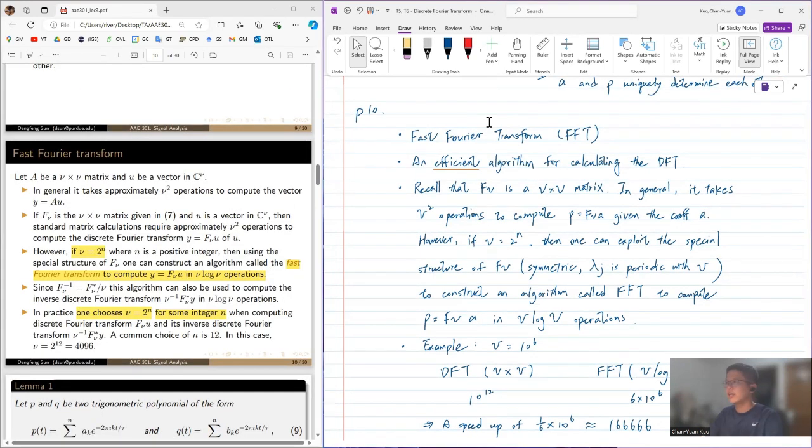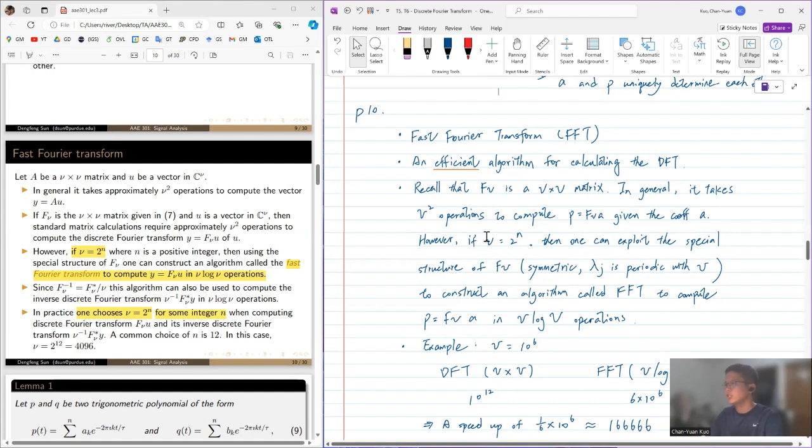Now let's take a look at the fast Fourier transform, or FFT. Basically, FFT is an efficient algorithm for calculating the DFT. To see how efficient it can be, let's first recall that F nu is a nu by nu matrix. In general, it takes nu squared operations to compute the vector P equals F nu times A, given the coefficient vector A.